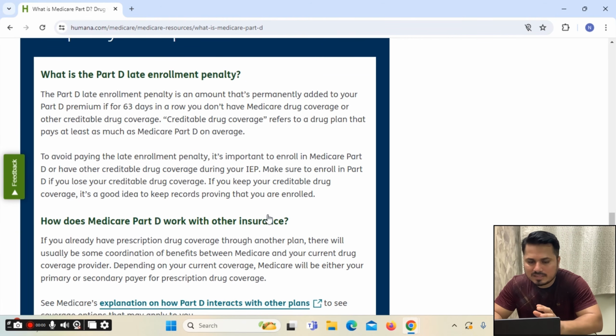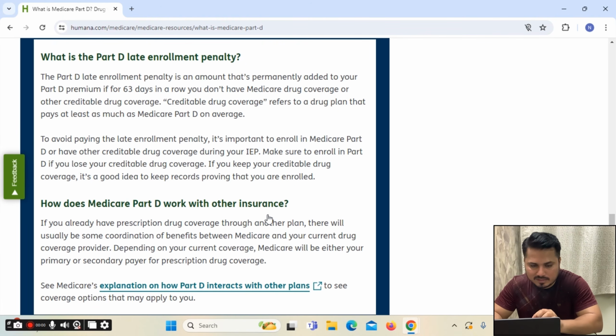So, what is the Part D late enrollment penalty? The Part D late enrollment penalty is an amount that's permanently added to your Part D premium if for 63 days in a row you don't have Medicare drug coverage or other creditable drug coverage.